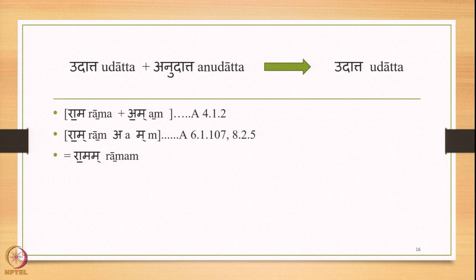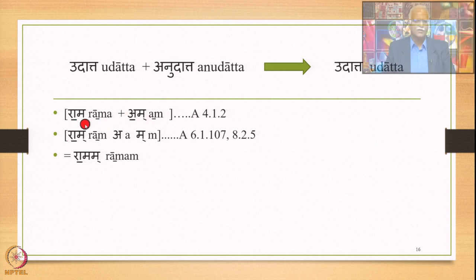So here is a concrete example. We have Rama followed by Am and we are deriving Ramam, which is the Dvitiya Ekavachana, accusative singular. Now the word Rama has the final vowel Udatta. This a is Udatta, so it is unmarked. This a is Anudatta and that is why it has a horizontal bar below it. Now Am is a subsuffix, so by default any subsuffix is Anudatta. So this is also marked as Anudatta. So now we have Rama plus Am by 4.1.2 and the accent rule supply. And now we have 6.1.107 Ami Purvaha applying. So we have Ram, a and m.